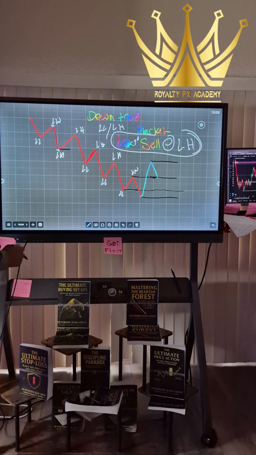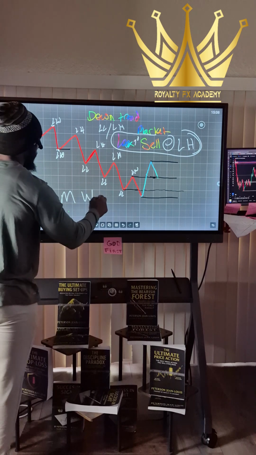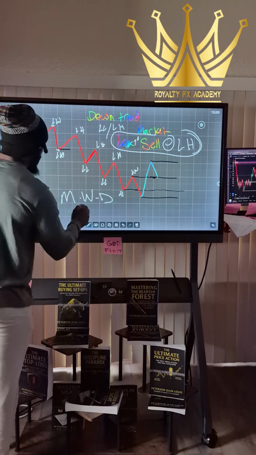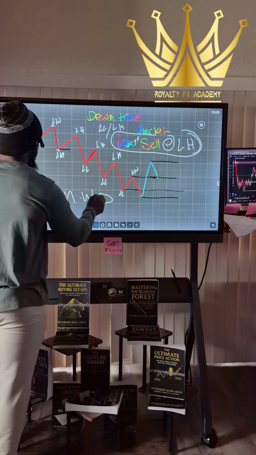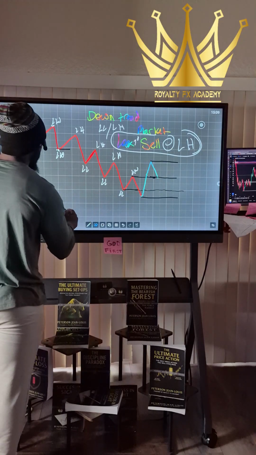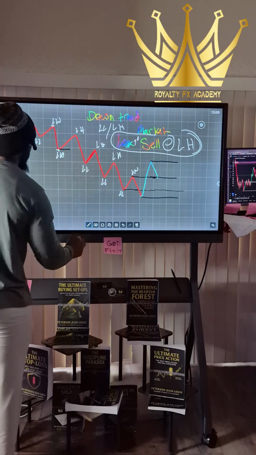And again, always use the higher time frame, which is our monthly, weekly, daily time frame. Higher time frame technical analysis, the bigger picture. There you go. You want to be part of the big play, not the little play.